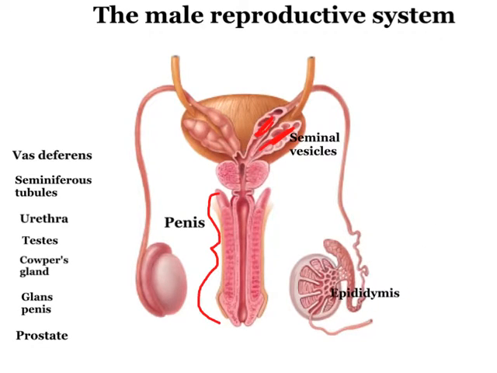Okay, so the epididymis. The epididymis are the coiled tubes on the outside of the testes, right here. You can see they're coiled. Basically the epididymis are a storage place for sperm after they've been produced and matured.